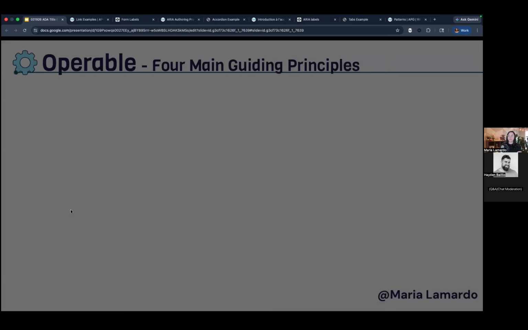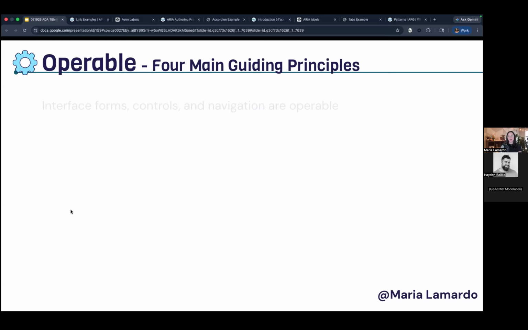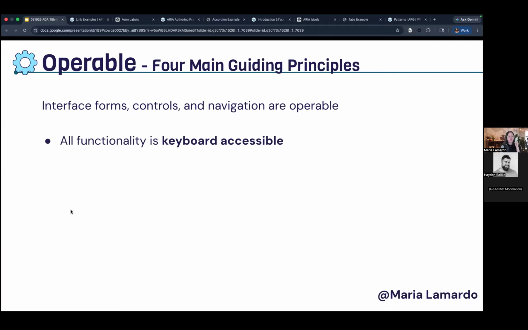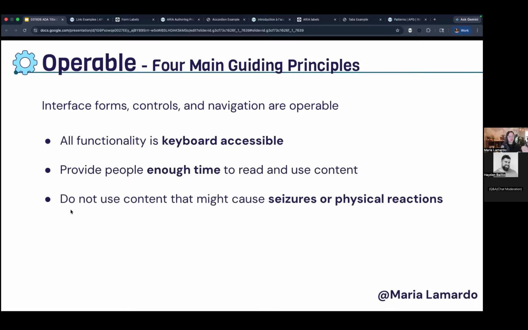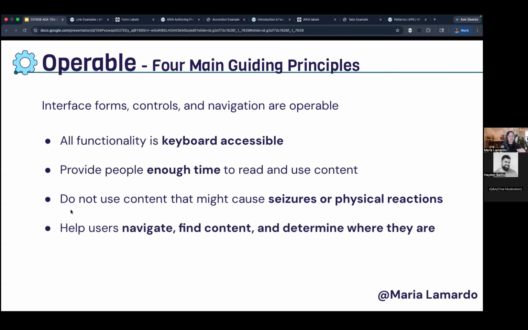Next, I want to talk about another guiding principle, which is operable. And some of the meaning for this: making sure that your interface forms, controls, and navigation are all operable, meaning that all functionality should be available from a keyboard. You should also be providing users enough time to read and use your content, making sure that you're not designing content in a way that is known to cause seizures or physical reactions, and that you make it easier for users to operate functionality through various inputs beyond just the keyboard.